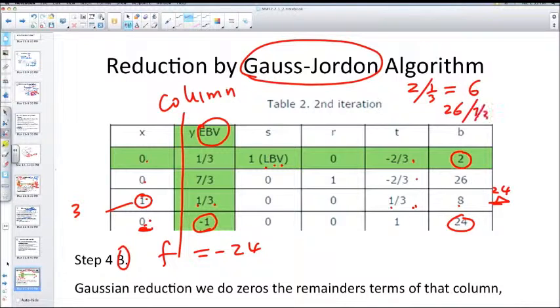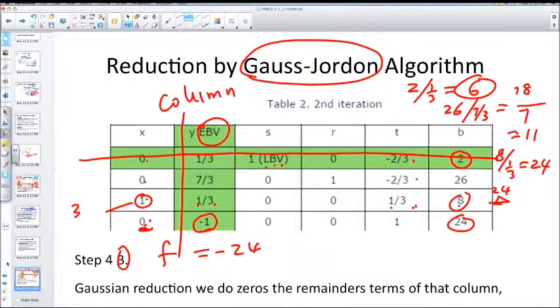26 by the 7/3, that will be 78 divided by 7, around 11. And 8 divided by 1/3, that's 24. And obviously the 6 is the smallest one. Then this row is the pivotal row. And the leaving variable is the one, this is not basic. That's the only one basic, because you see the 3, 0. Then this will be the leaving basic variable.